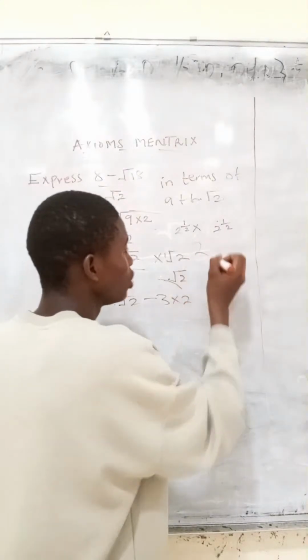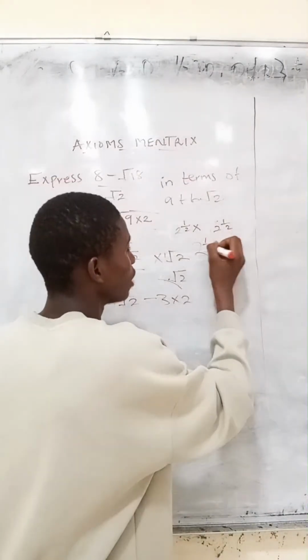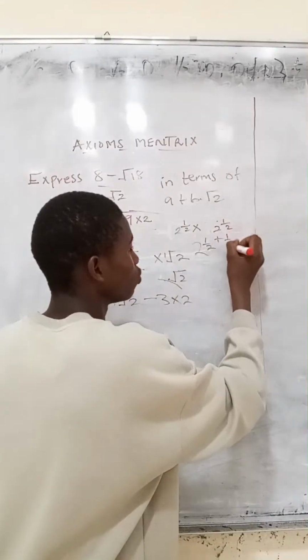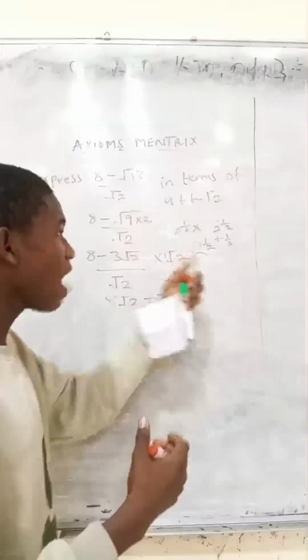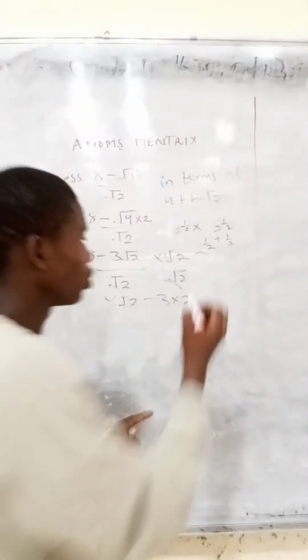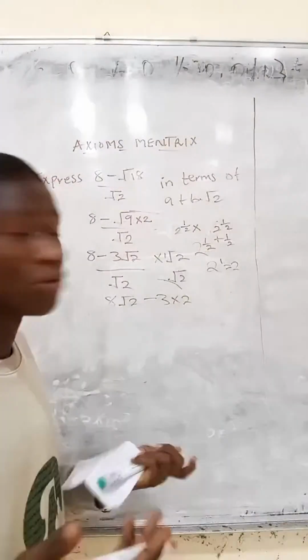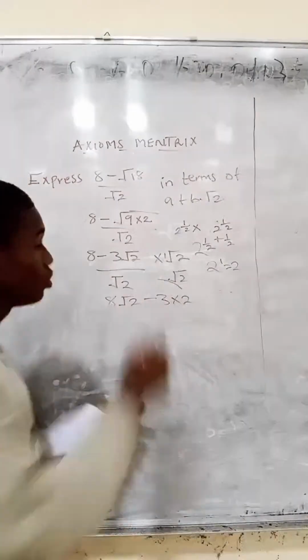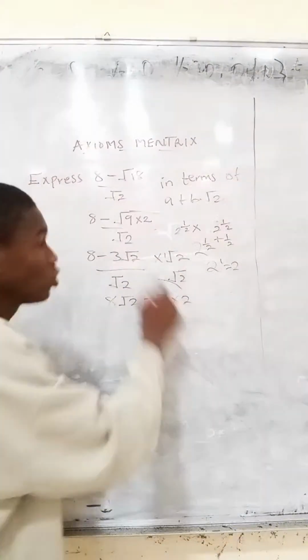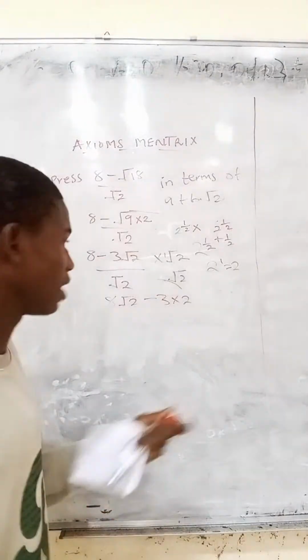So let's do that. So we are having 2 raised to the power of what? 1 over 2 plus what? 1 over 2. So 1 over 2 is half. So half plus half is going to give what? 1. So it's going to be 2 raised to the power of what? 1, which is the same thing as what? 2. So you can now understand that root of 2 times root of 2 is 2. Root of 3 times root of 3 is 3. You understand? So let's go.